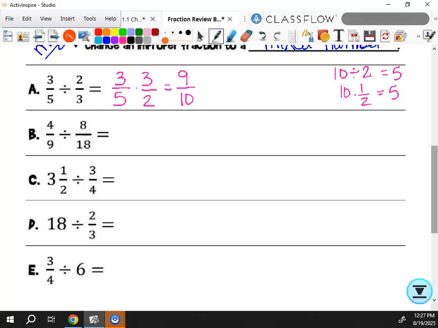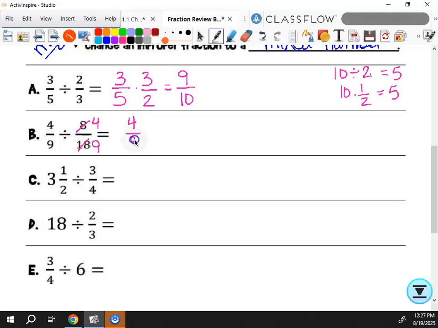Can I reduce the 4 and the 18? No. Can I reduce either one of these fractions? The fraction itself. 4/9 I can't. Can I reduce 8 over 18? They're both even. And if I miss that, it's not the end of the world. But I can make this 4 over 9. So now I keep, change, flip.